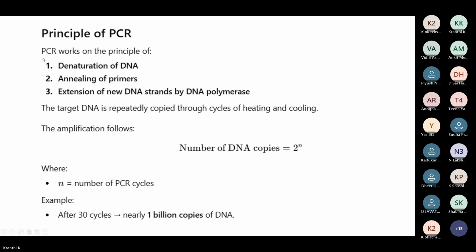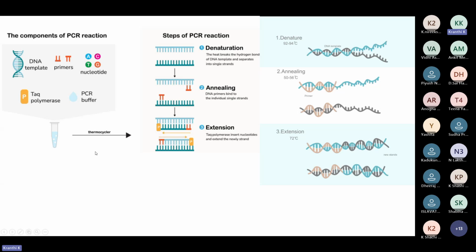What is the principle? PCR works on the principle of denaturation of DNA, annealing of primers, and extension of new DNA strands by DNA polymerase. Simple. See this example, you will understand. These are the components we need. We need a DNA template, the desired one, meaning the one which you are going to amplify. Then we need the primer for initiation. Then we need the different nucleotides. Then a polymerase, called Taq polymerase. That's the reason we call it the polymerase chain reaction. Then PCR buffer.